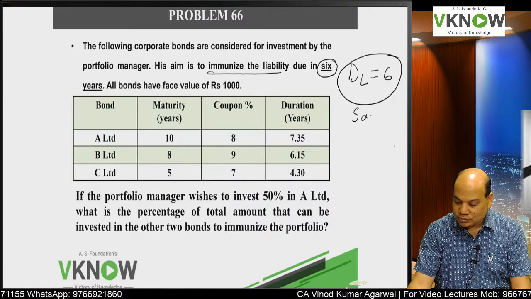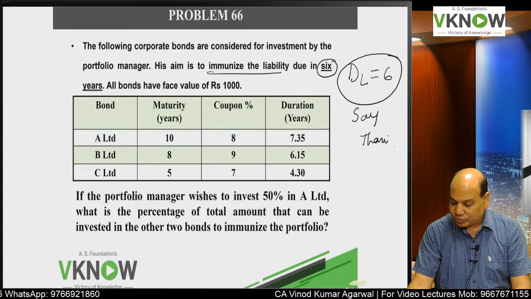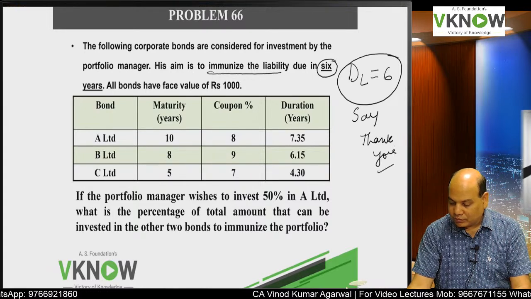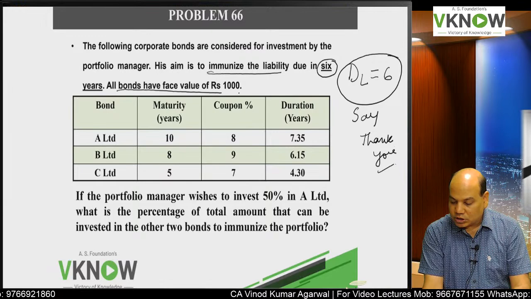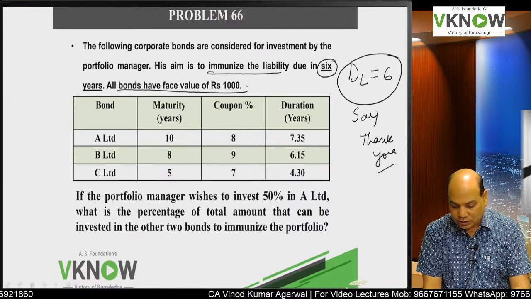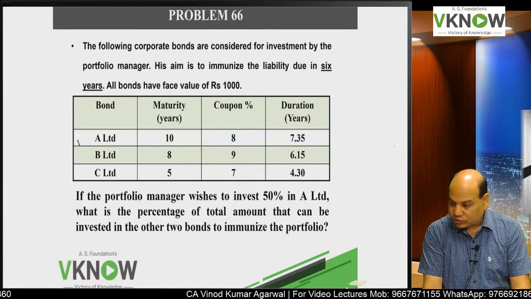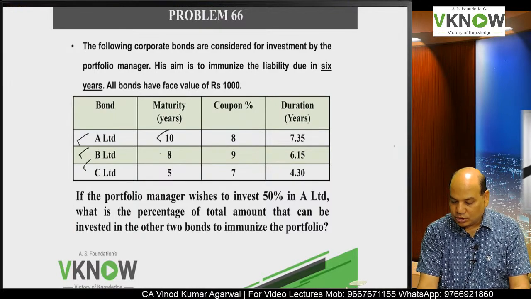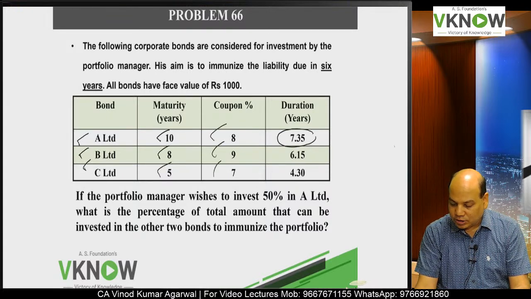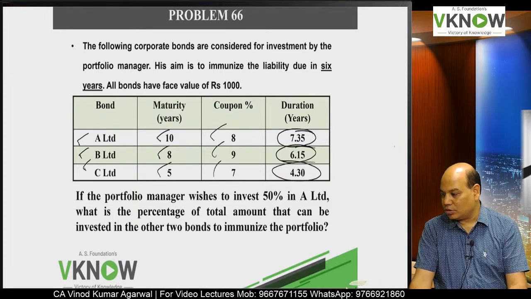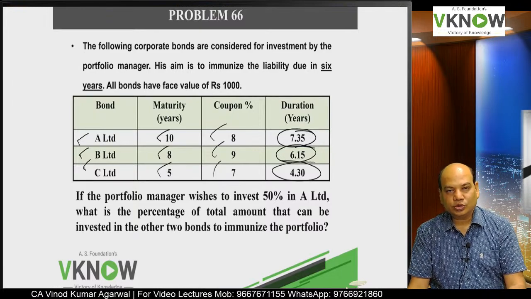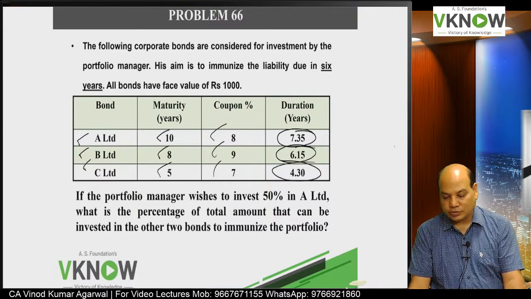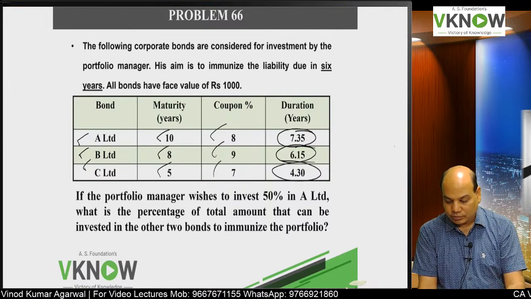Say thank you. Thank you, sir. You saved our one step. Now next is all bonds have a face value of rupees 1000. So this time I have given you 3 bonds, A, B, C. Their maturities are given, coupon rate is given, and they have also given you the duration of these 3 bonds. So you don't have to find out separately duration of these 3 bonds. That is also done for you.